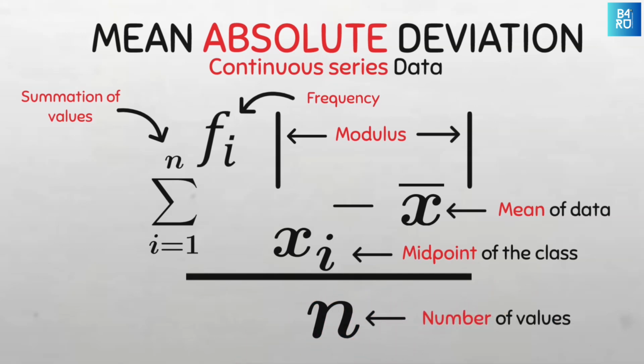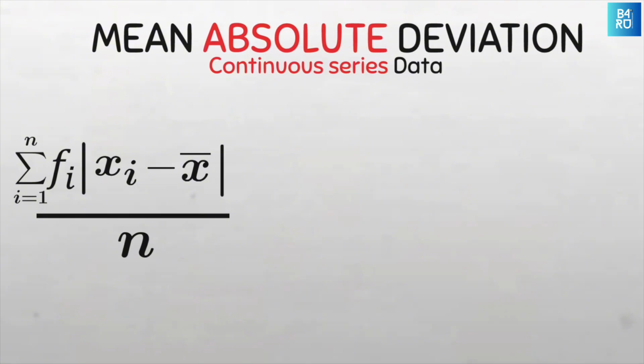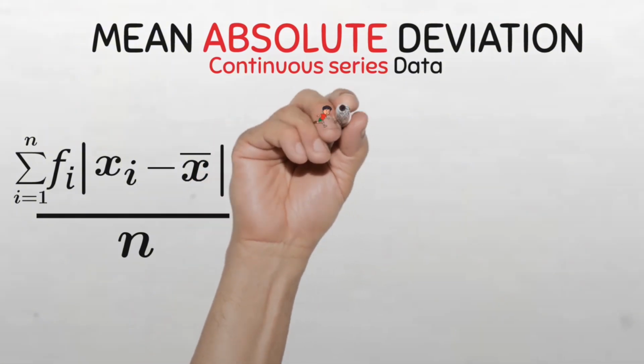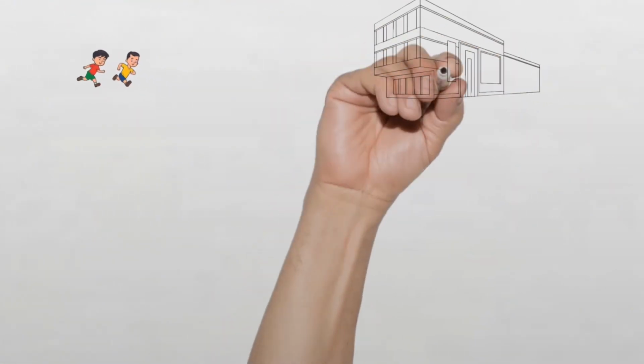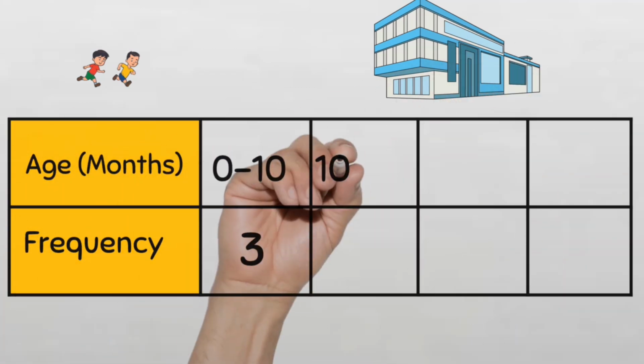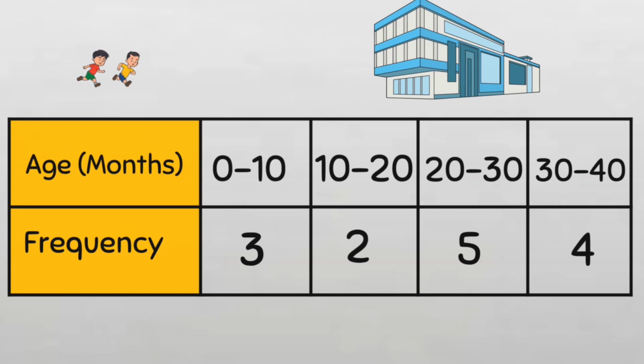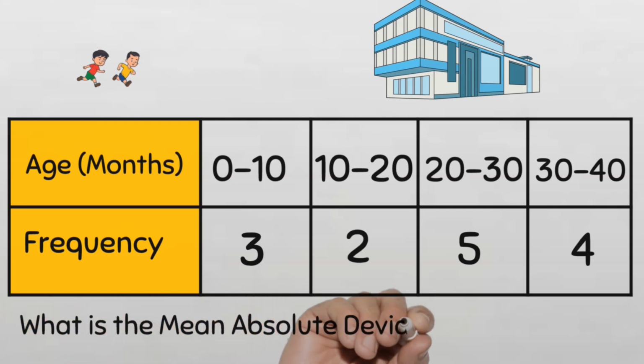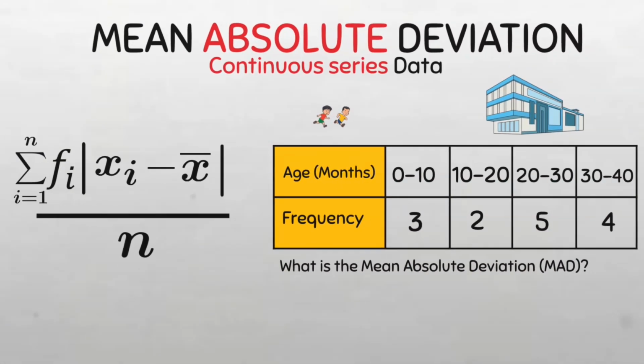Now let's use this formula to find the mean deviation of this data set of the ages in months of all the 14 children who attended a nutritional clinic in Samaru, Zaria in the first week of January 2025. What is the mean absolute deviation, or the mean deviation from the mean, of this data? Now we can see that this data is a group frequency distribution of the ages, and this data is organized using a continuous series distribution.